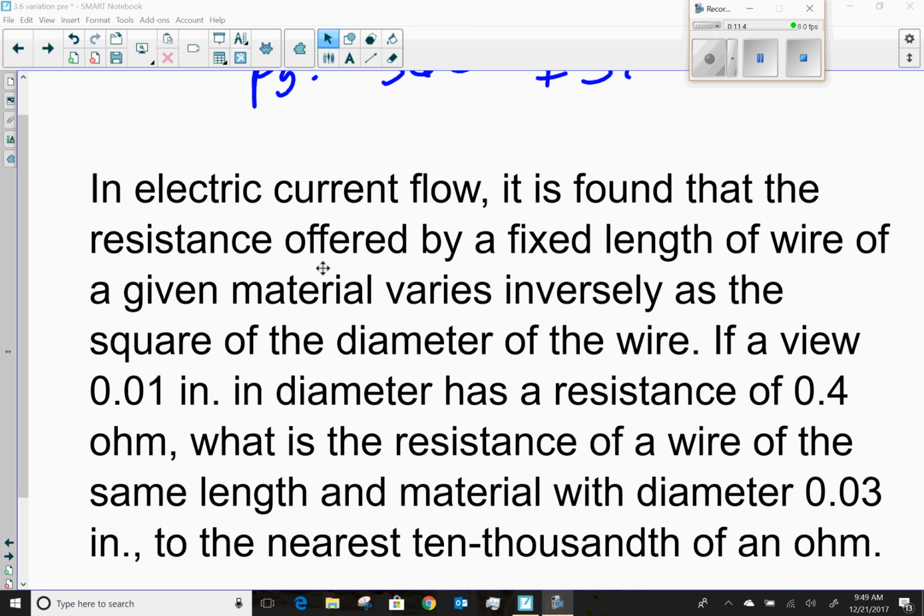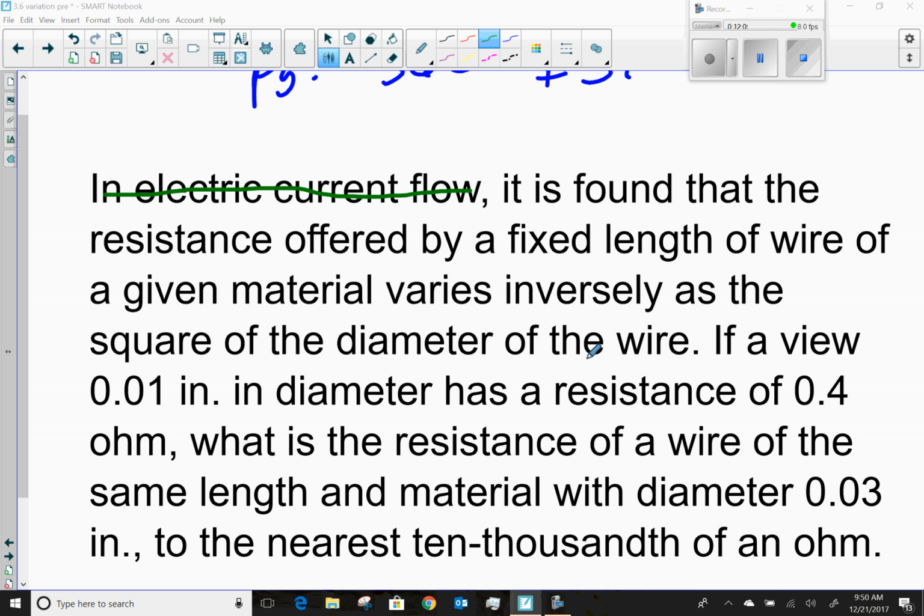An electric current flows, right? So that's just setting the scenario, so we don't need that information. It is found that the resistance offered by a fixed length of wire of a given material varies inversely as the square of the diameter of the wire.